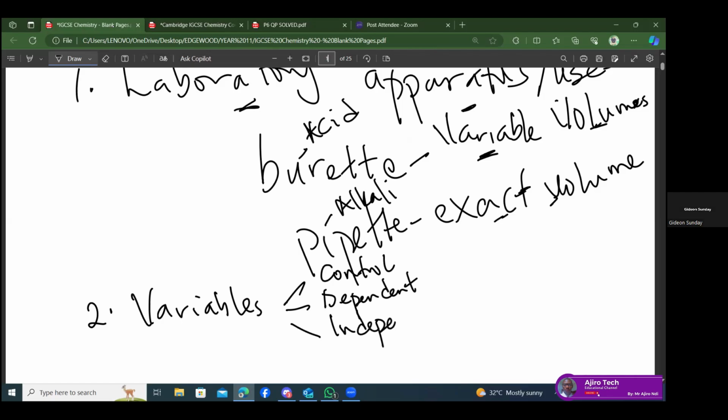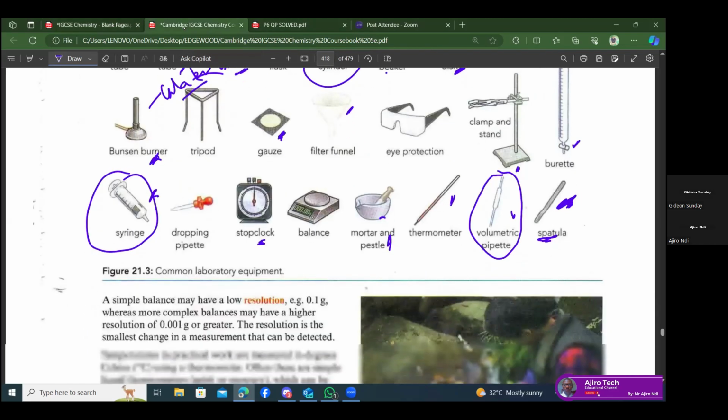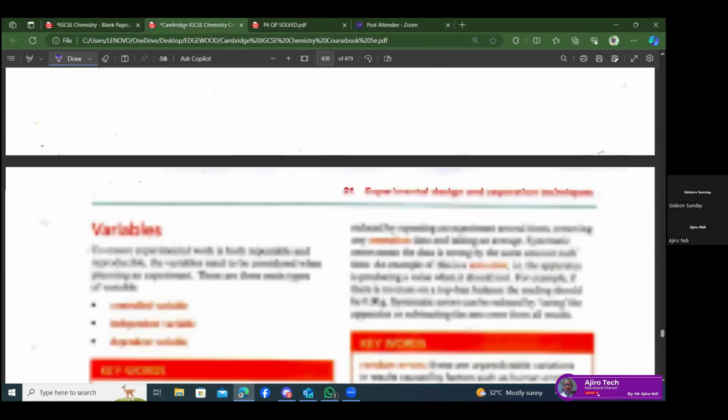Especially the last question, where you're asked to plan an experiment, you have to know some of the variables you have to make constant, or I'll call it constant variables. You have to know the variables you are going to keep constant, the variable you are going to measure, and the variable that will be changing. Information like that is seen as well in your textbook. You can see the meaning of each of the variables.